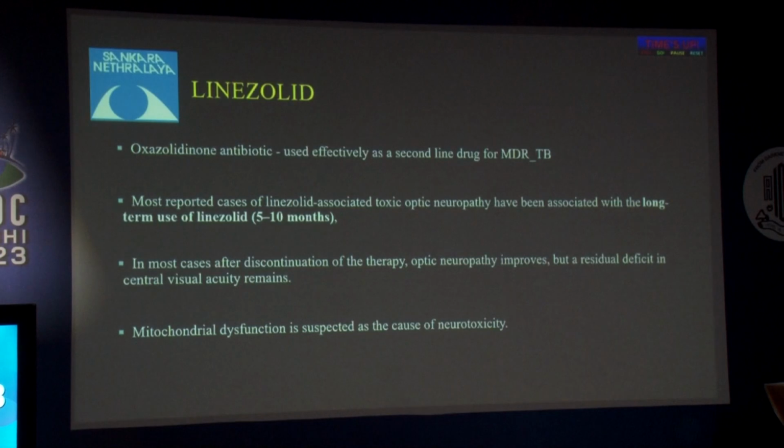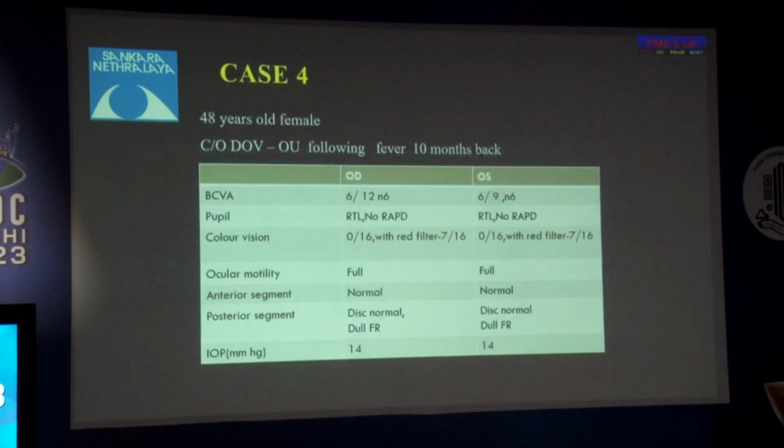So linezolid usually is given as a second line drug, and it causes its toxicity 5 to 10 months later. And most of the time by stopping it you will have an improvement in the vision, but we see the visual field effects persisting for a longer period of time. And it is a mitochondrial dysfunction. If you remember, even a patient who is on linezolid is prone to develop Leber's hereditary optic neuropathy. A patient who is already having a tendency to go in for mitochondrial dysfunction, it will just aggravate if he is put on linezolid.